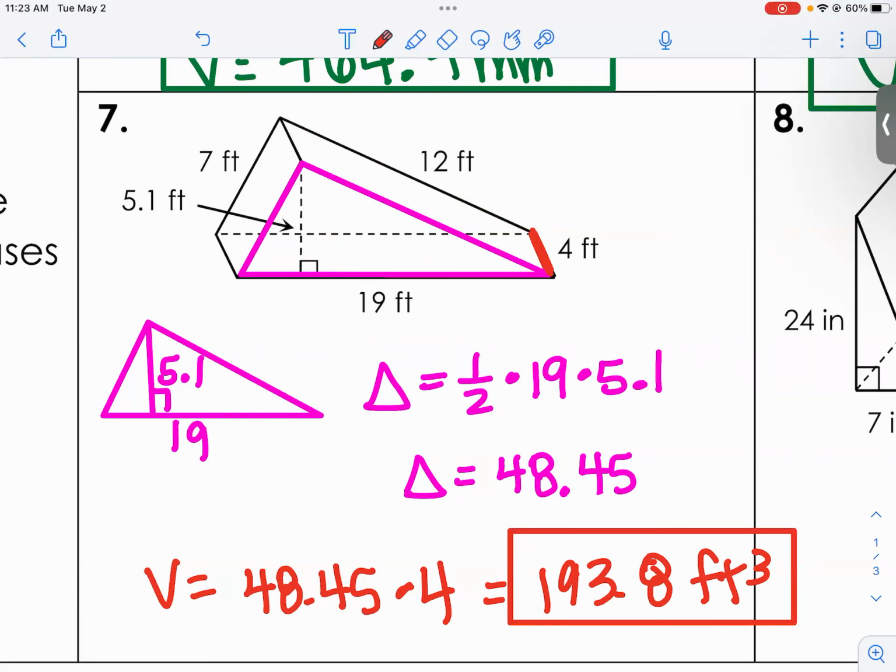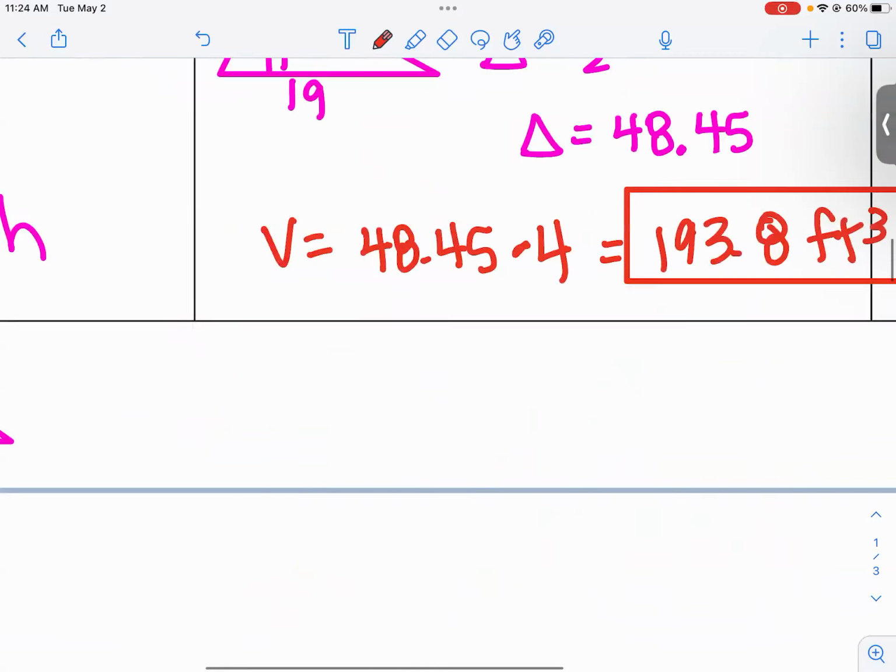Okay, so answer me this question. Which one is more difficult, the volume of the rectangular prism or the triangular prism? The triangular prism. So I'm going to tell you what your homework is, and which ones do you think you should maybe start with? Maybe the triangular prism.